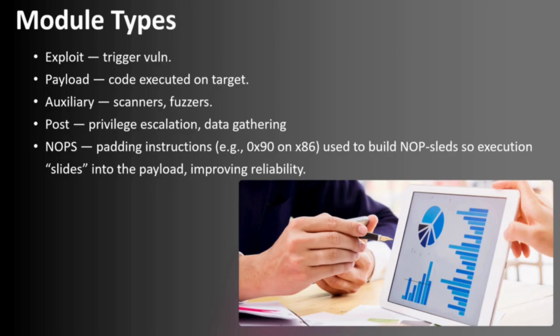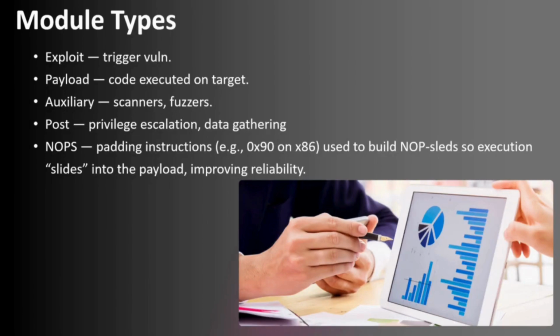Metasploit modules are divided into several types. Exploit modules trigger vulnerabilities. Payloads run after exploitation. Auxiliary modules handle scanning, fuzzing, and other tools like brute force tools, etc. Post modules focus on privilege escalation or data gathering, and finally encoders and NOPs are padding instructions used to stabilize the exploit or the payload and improve reliability.